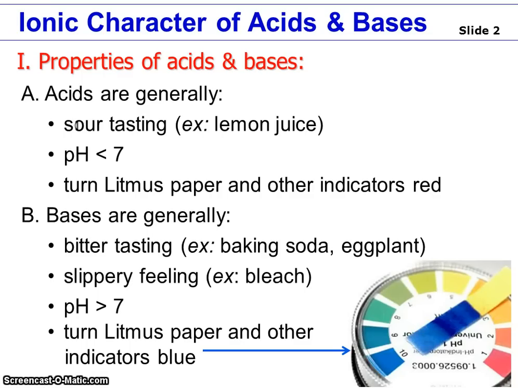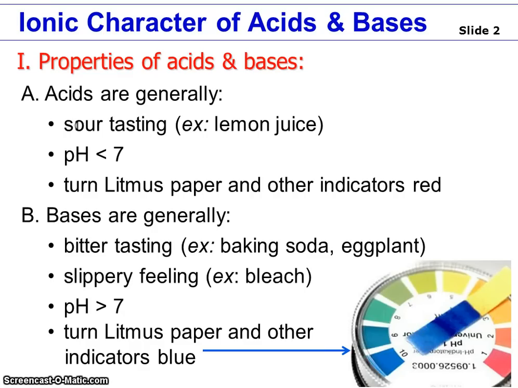Bases in general are bitter tasting, such as raw eggplant, which has a juice that is very bitter. Baking soda is bitter. They feel slippery on your fingers, almost like a thin, slimy feeling. Their pH is greater than 7, and they're going to turn litmus paper and other indicator solutions blue.